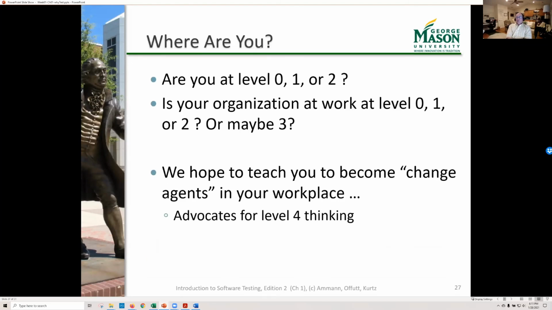So who are you and where are you at? Our goal in this class is to help you become change agents in your organization, to help you become a level 4 thinker. It may be optimistic to think that you're going to go back to your company, especially if you work at a big company, and say, hey, I took a class in software testing and now we're going to change everything. All right, that's a little optimistic. But if you can write better code and better tests and get a few people writing better code and better tests, then you're making an impact on the world of software.